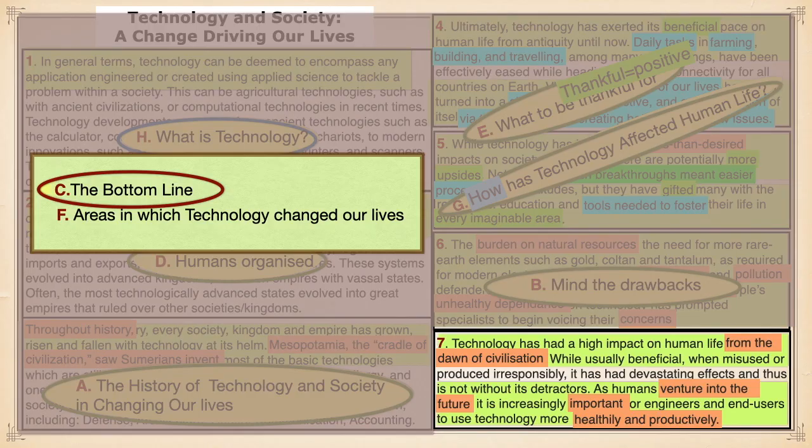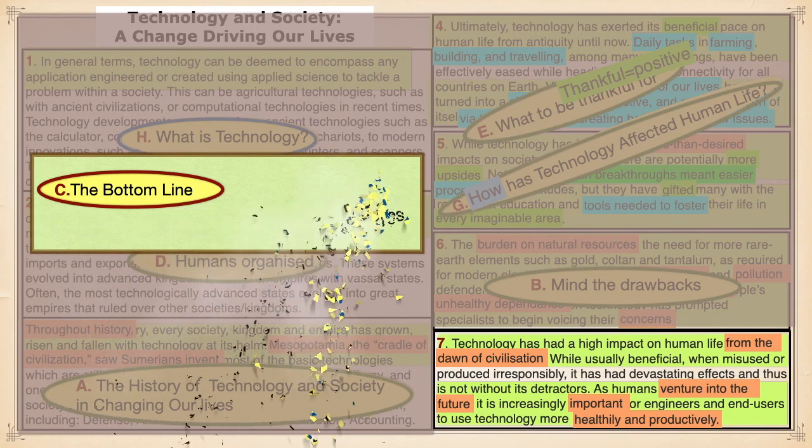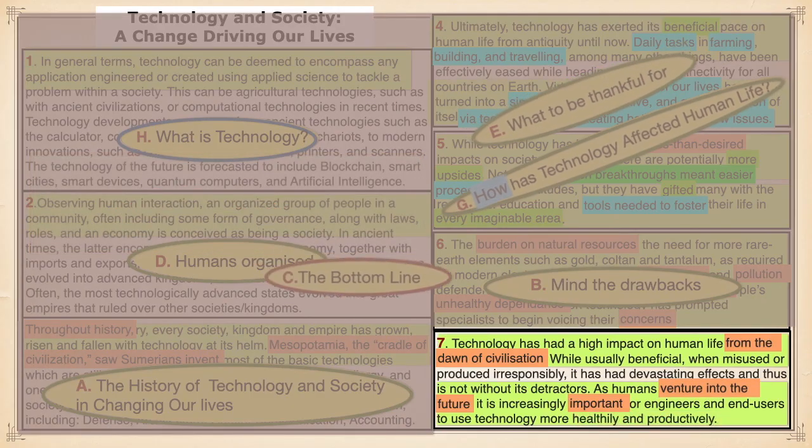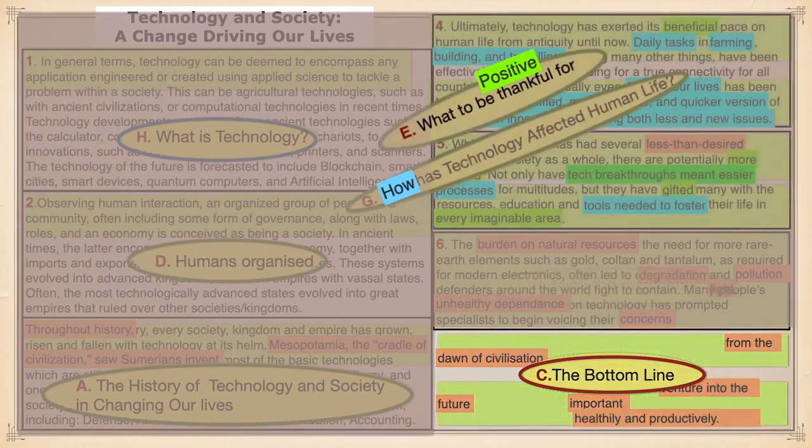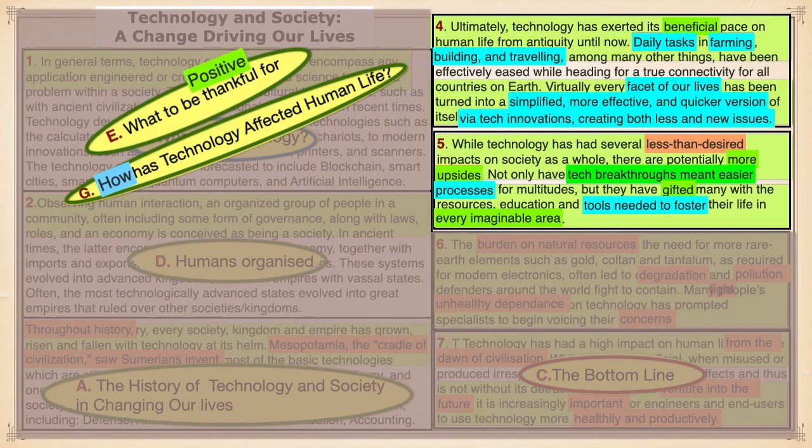So clearly we were right when we assumed heading C, the bottom line, which means in conclusion, is the right heading for this paragraph, because again, there's no mention of any areas of technology. So heading F, areas of technology, is clearly the distractor. So I'll rule it out. I'll click on heading C for the last paragraph and I'll go back to paragraphs 4 and 5 to try to sort the headings out.